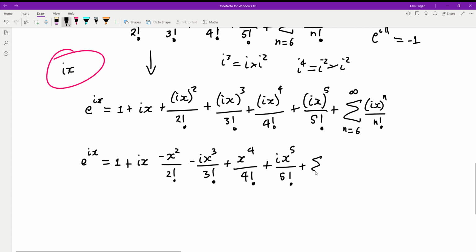Plus the sum term. Oh, my sums are terrible here. Alright, let's see if we can do a better one. There we go. That's good enough for me.